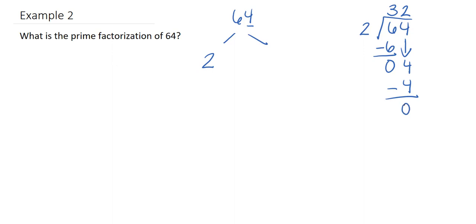So 2 times 32 is equal to 64. So we put 32 here. Now, we have 32, and this is not a prime number, so we can't circle that one. Now we need to break that down into its prime numbers. Well, 32 is also even. So we can break this down even further.